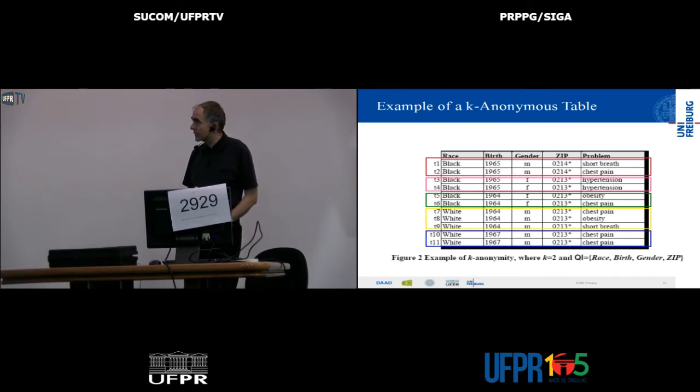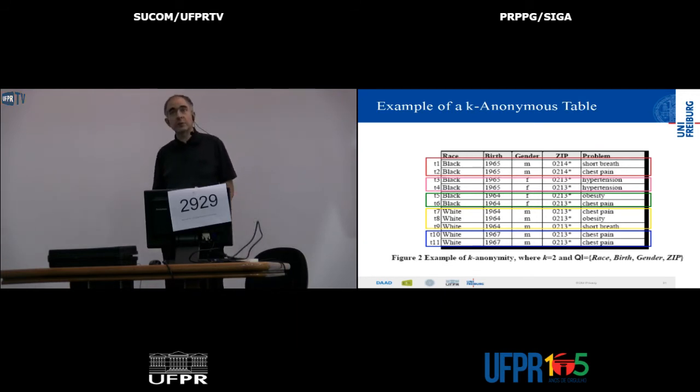Birth 1965, okay, there are quite a few born in 65, so that no longer distinguishes. We've sorted gender-wise, the top 2 are male, and the zip code now is shortened to 4 digits. Suddenly, we can no longer distinguish the 2, and therefore we no longer know who has short breath of the 2 and who is the guy with the chest pain.